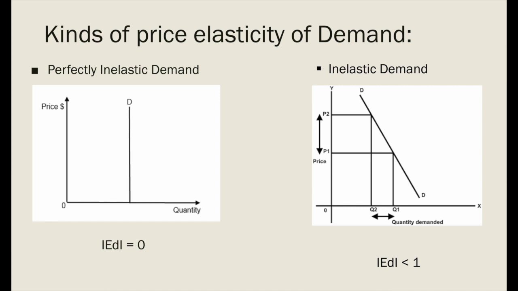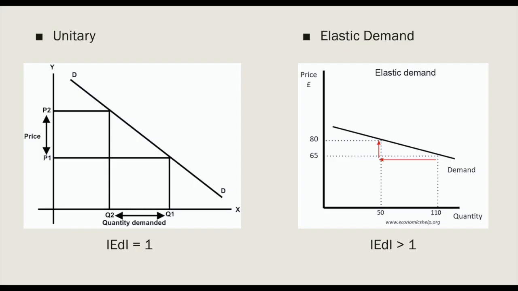The second one is inelastic demand. It's when the elasticity of demand is less than 1. The price change is more than the quantity change. An example is daily necessities. The third one is unitary. Unitary is when the elasticity of demand is equal to 1. The graph is at a 45 degree angle.